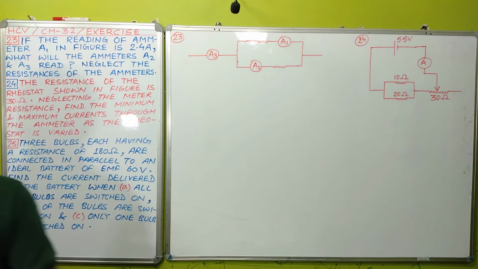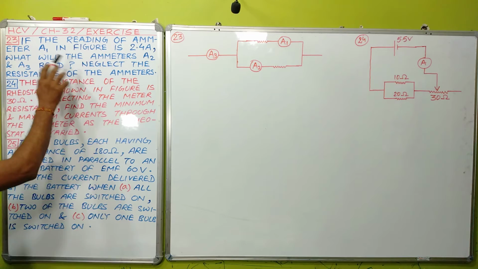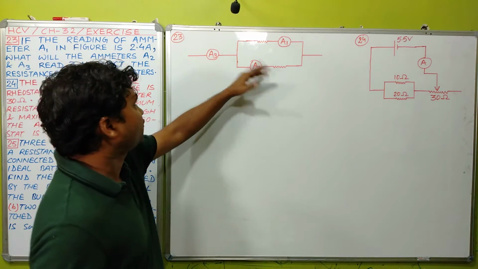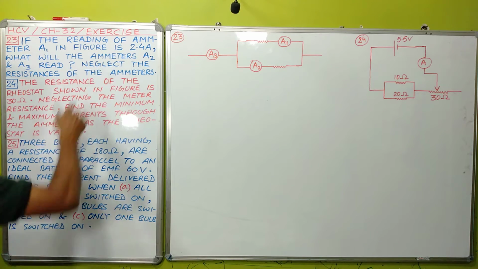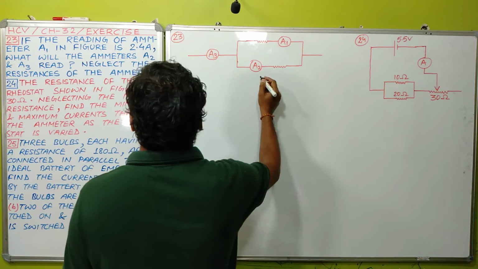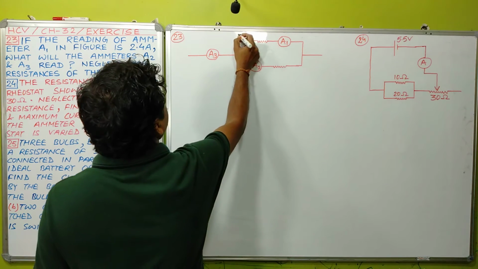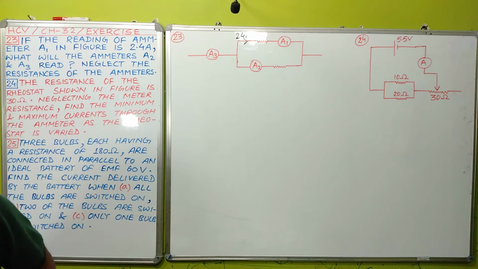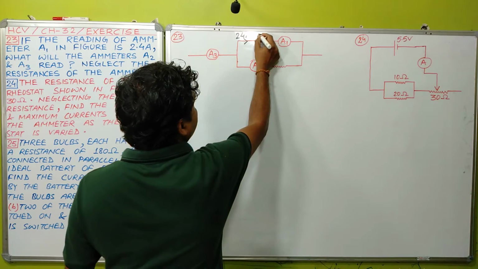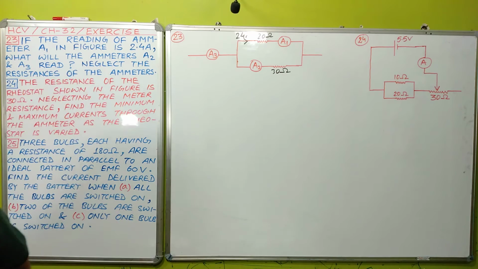Students, we start today from question number 23. The question is: if the reading of ammeter A1 in the figure is 2.4 ampere, it means the current flowing through this section is 2.4 ampere. The values of these two resistors are also given in the question: 20 ohm and 30 ohm.